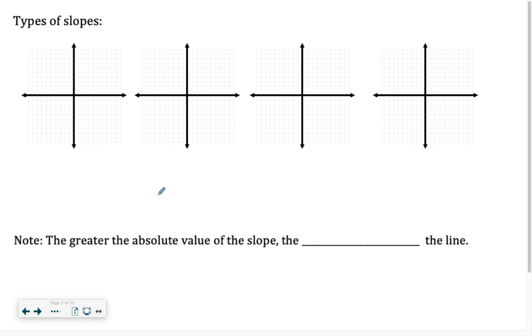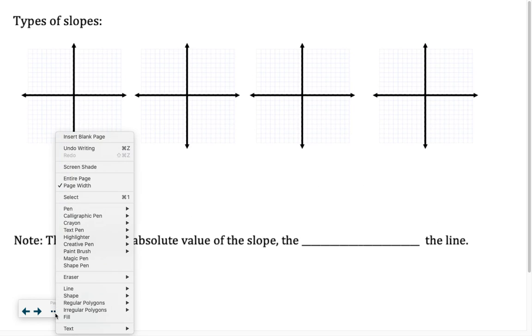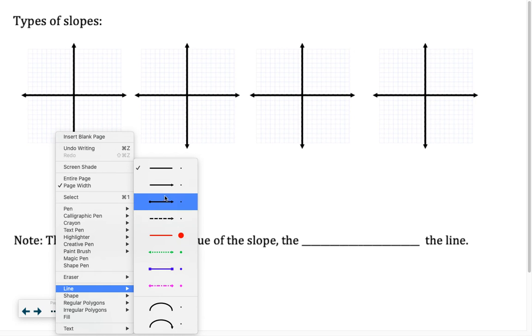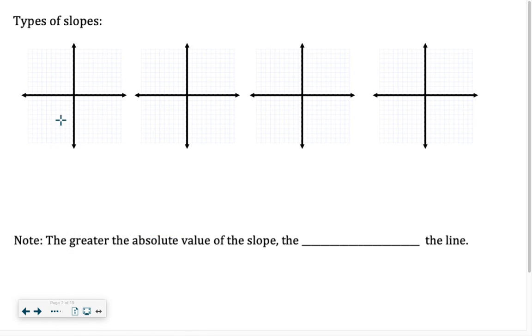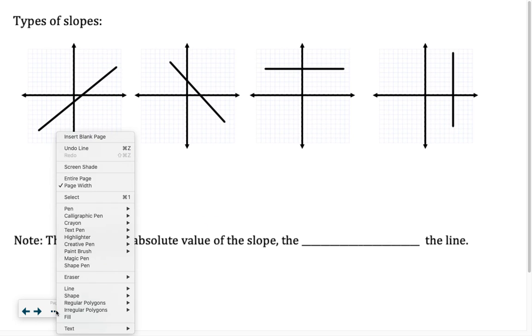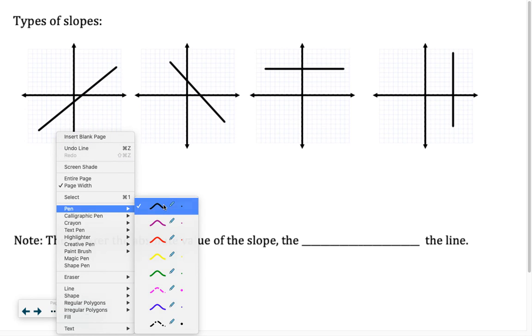All right, so the different types of slopes that we might encounter. We could see a positive slope, or an increasing slope. We could see a decreasing or a falling slope. We could see a horizontal slope or a zero slope. We could see a vertical slope, or undefined slope. Let me write those down real quick here.